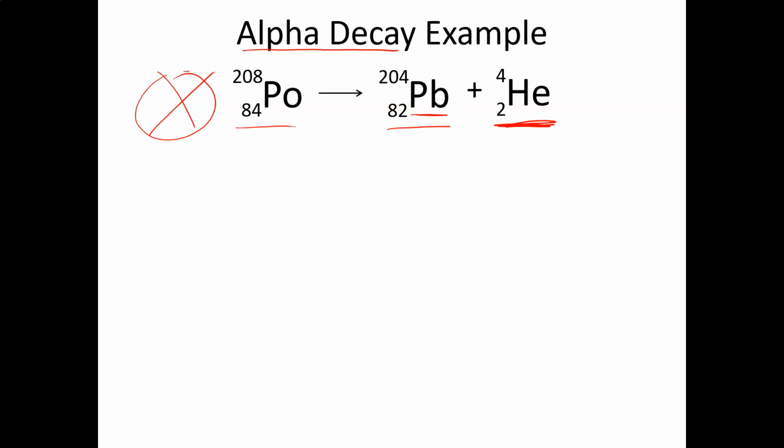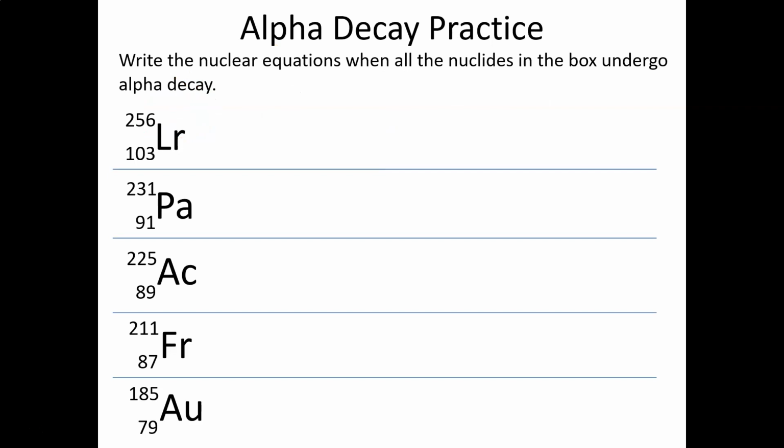All right, let's go ahead and go on to some examples together. So here, I have an unstable nucleus of lawrencium, and it's telling you they're all going to go through alpha decay. So immediately, the first thing we can do here is put in what we know happens: we're going to give off a helium nucleus, and it's always going to be 4 and 2, always, all right? We're looking for, what's the other element when this reaction happens?